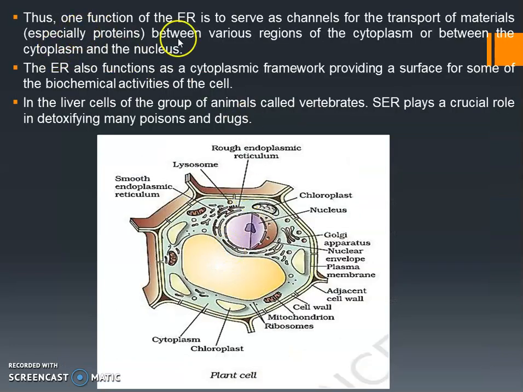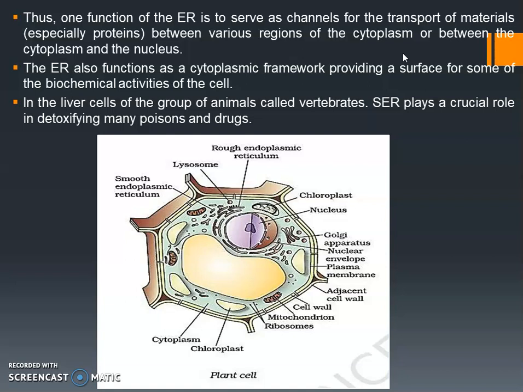And thus, one function of endoplasmic reticulum is to serve as a channel for transport of materials, especially protein, between various regions of the cytoplasm or between the cytoplasm and the nucleus. So one main function of the endoplasmic reticulum is acting as a channel for transport of materials, that is especially protein, between various regions of the cytoplasm. They make the protein reach the places in the cytoplasm where it is needed. They not only produce the protein through the ribosomes on them, they are also the ones transporting it to various regions of the cytoplasm or between the cytoplasm and the nucleus.